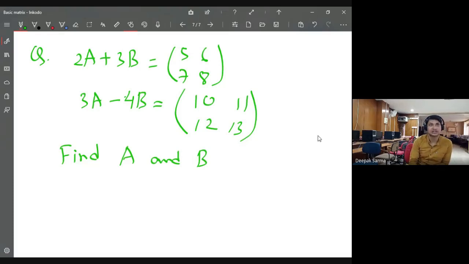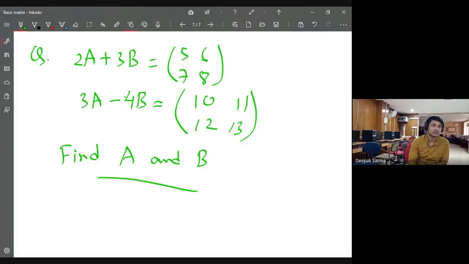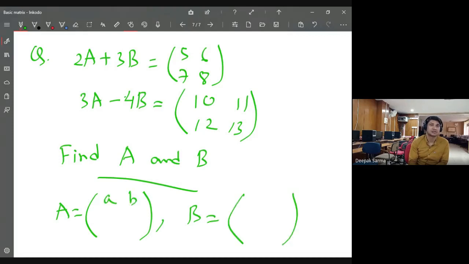Now I'll leave it as an exercise. So find it. If you want, you can find it now. If you have already found it, then you can tell me. After solving, you will get A equal to some 2 by 2 matrix and B equal to some other 2 by 2 matrix. Suppose here I have a, b, c, d, you have to find the values for a, b, c, d, and here suppose p, q, r, s. Okay, hope all of you will try.